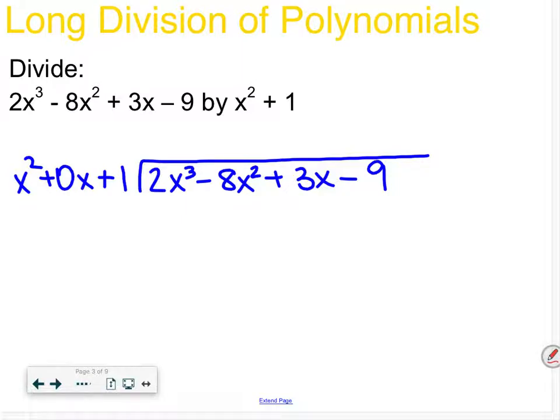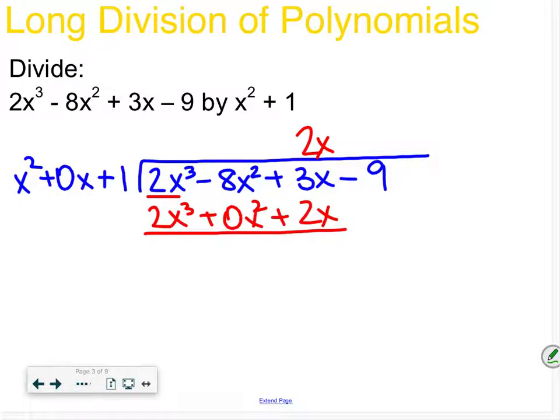Okay. All right, so if you accidentally didn't watch the video last night, x squared times what is 2x cubed? 2x. Okay, put 2x in the x column. Divisor times that 2x would be 2x cubed plus 0x squared plus 2x.